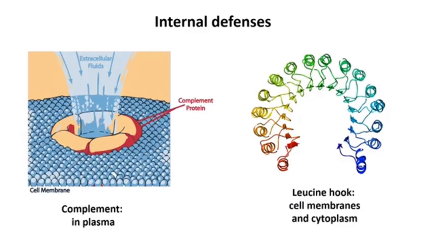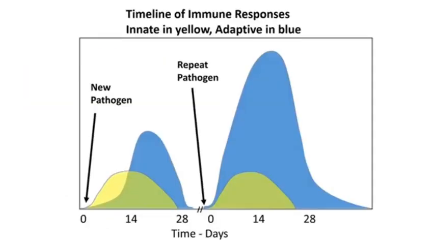You can see that we don't just have one innate response. We have a constellation of innate responses, and they all work together. They also cooperate with the adaptive immune system. Here's a graph showing you the general timing of the responses: the innate system in yellow, the adaptive in blue, and of course green where they overlap.